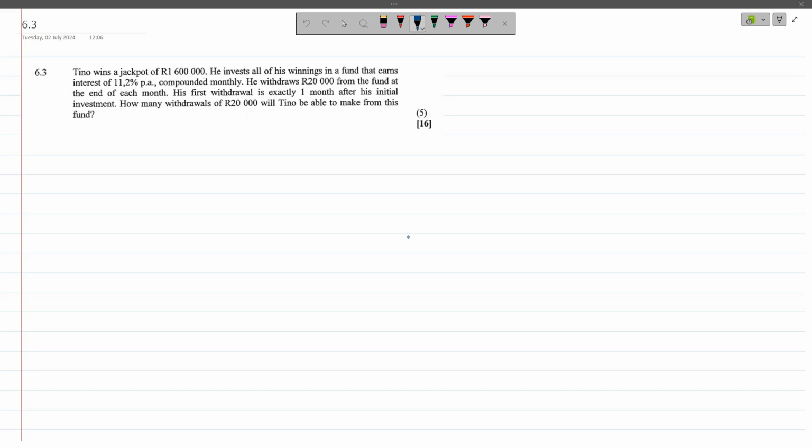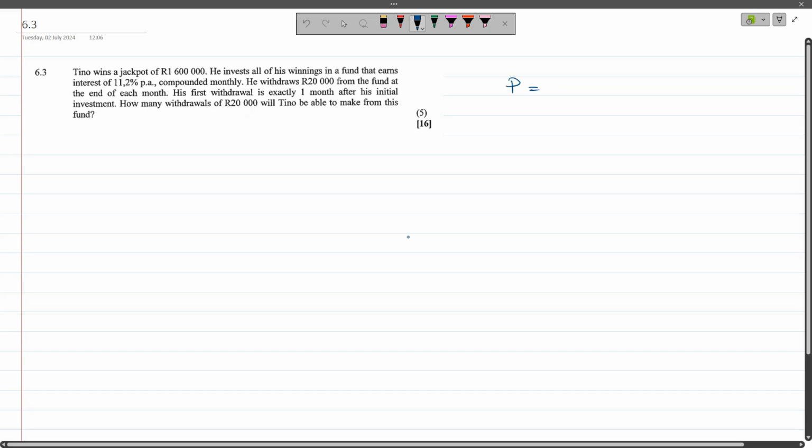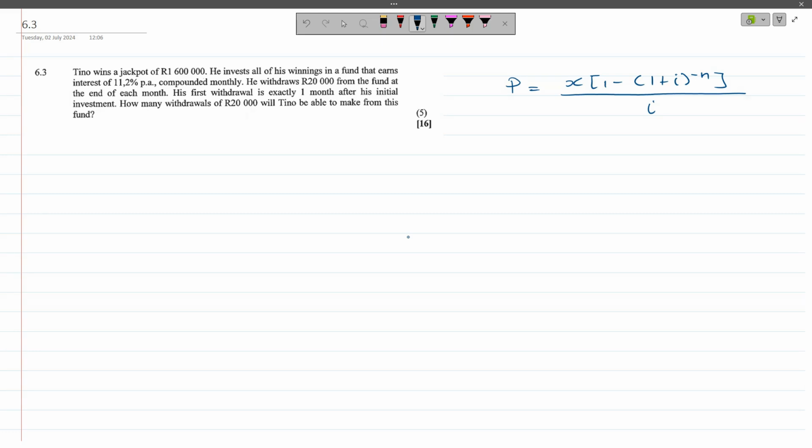The present value formula is P is equal to X bracket 1 minus (1 plus i) to the power of minus n, all over i. Then what we are trying to solve for here is n. So it's in our best interest to make n the subject of the formula, despite how difficult it may seem. It is for the better, since we don't like working with numbers before we necessarily have to.